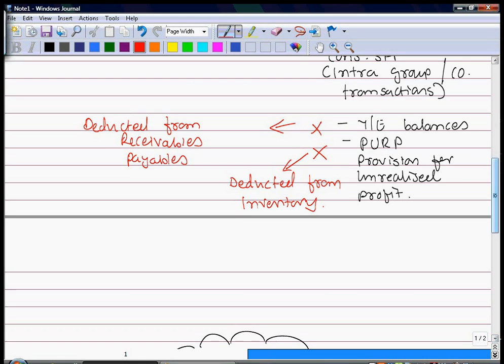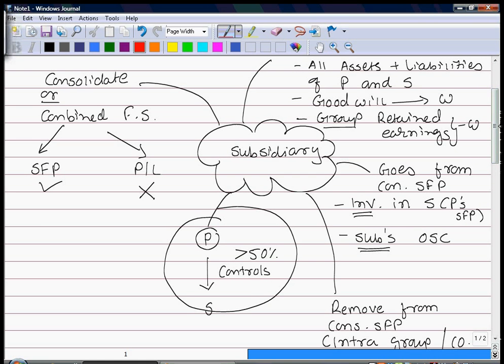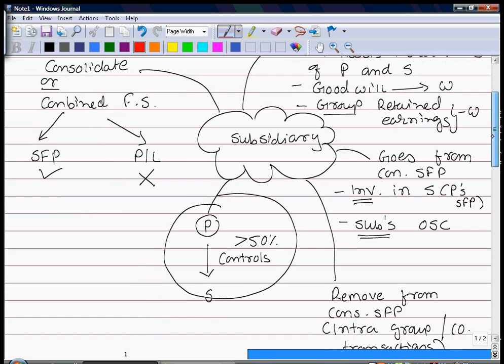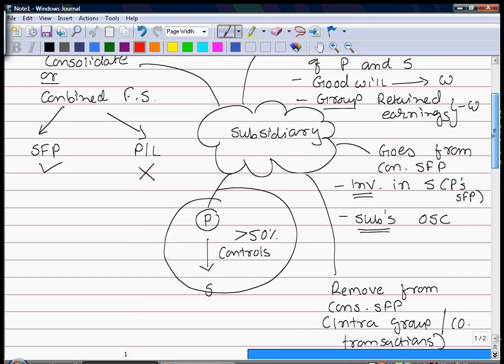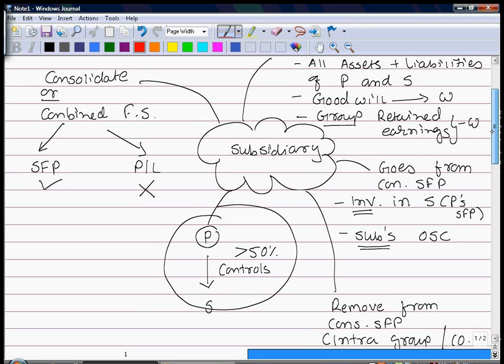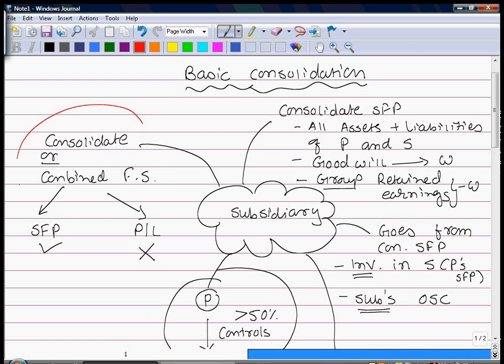Right, so that was subsidiary. Let's just quickly revise what we have done so far. Subsidiary. Well, first we talked about the concept of group, where the parent controls another entity, the subsidiary, and that gives the parent control over it, and the parent is going to treat it just like another division. So we do not need to prepare a separate set of financial statements. We are going to prepare something called combined or consolidated financial statements. They include the consolidated SFP and P&L. Okay, we do not have to worry about P&L.